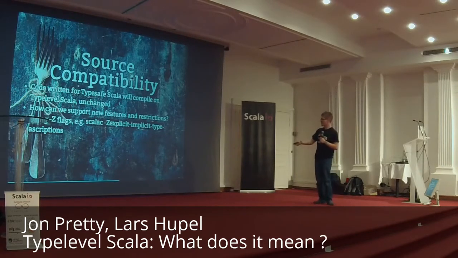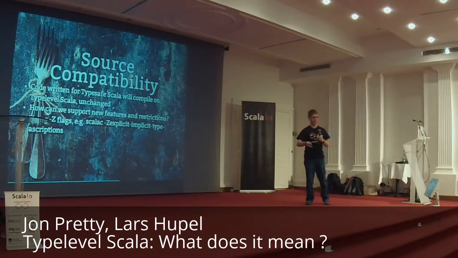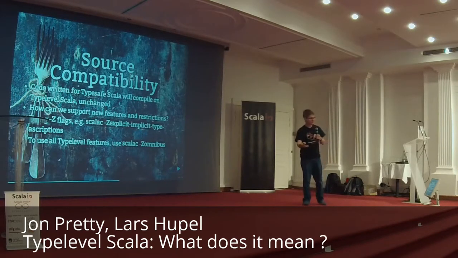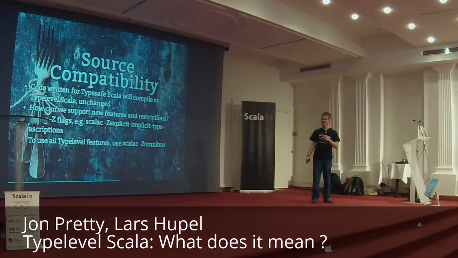And so we have explicit implicit type ascriptions. One feature is that if you declare an implicit value, you need to specify its return type, otherwise it won't compile. And if you want to use everything, you can use that omnibus. This doesn't actually exist right now. I think it's pronounced zombibus. That sounds surprisingly similar to zombiebus. Yes, it does. I think it was Erik Osheim's idea. Yeah, that doesn't surprise me. You can interpret it in the way you want to.